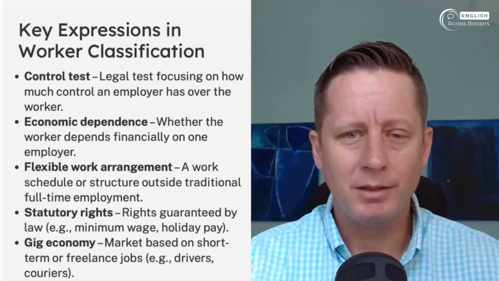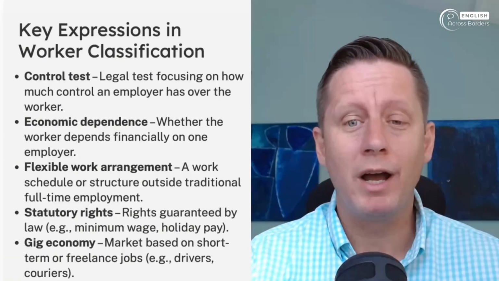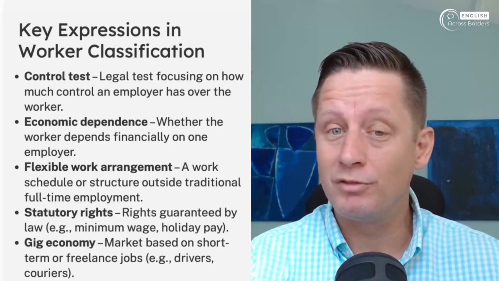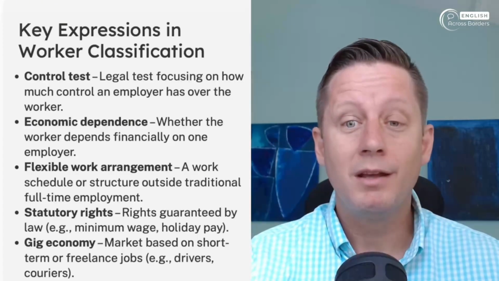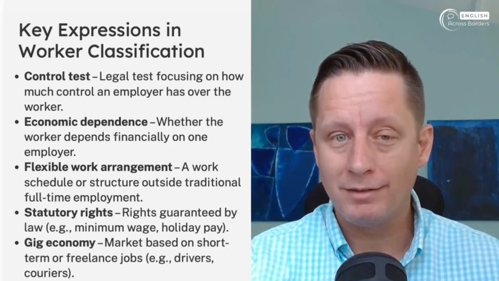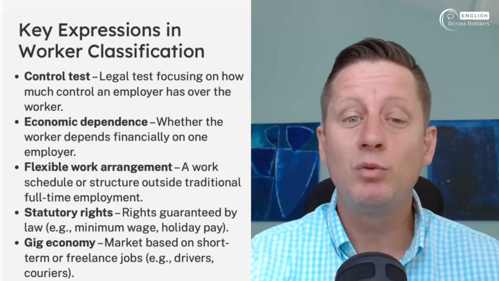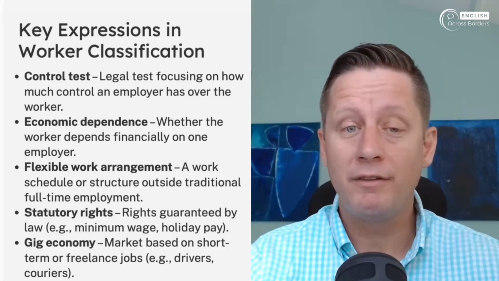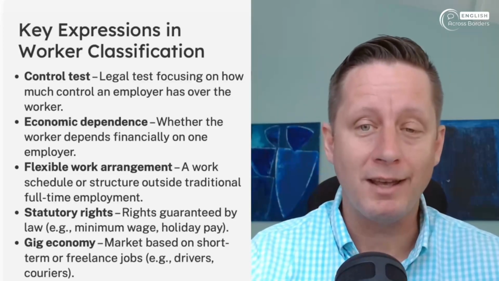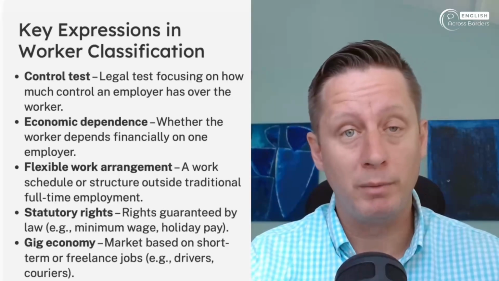Gig economy, which is short term or app based work like delivery drivers or ride sharing. For example, the gig economy has created many disputes about employment status. Severance pay. It's compensation for employees when their job ends. Contractors usually do not receive it. For example, the dismissed worker received 6 months of severance pay. These expressions help lawyers explain the tests, rights, and modern realities of distinguishing contractors from employees.